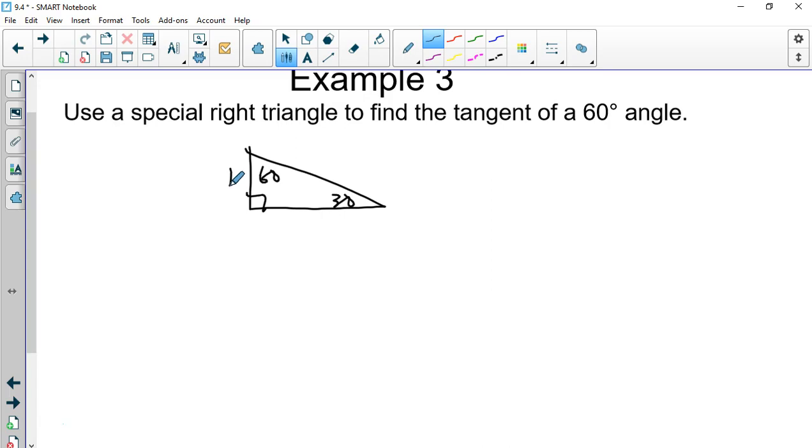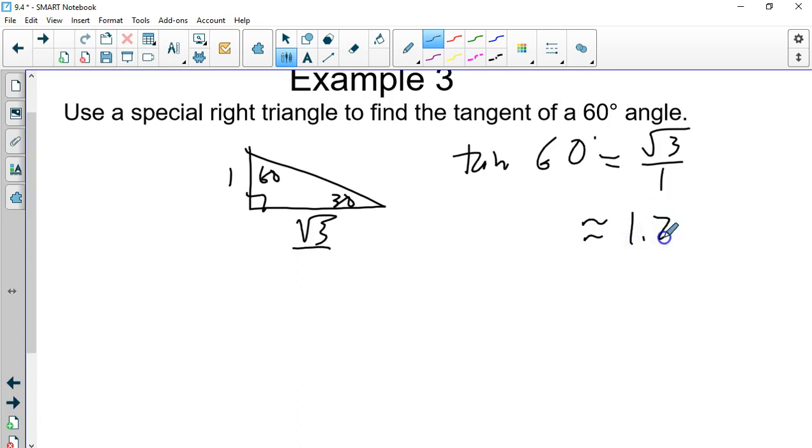So, the tangent of 60, again, what's opposite 60? Well, this side down here. And what is that? Well, that's 1 root 3. Because we take the short side times root 3. So that's the opposite side. Root 3 over 1. Okay? So that ends up being approximately 1.7321. Carried out to 4 places.